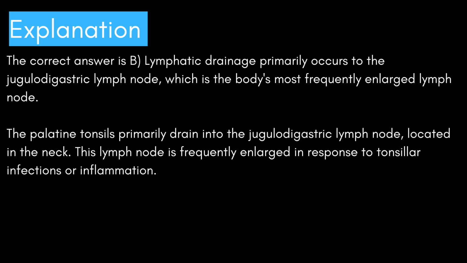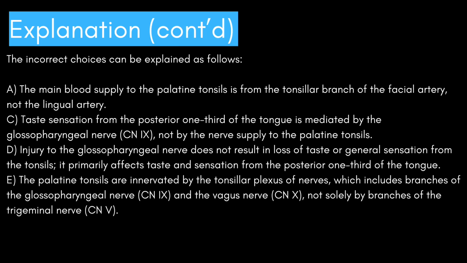All right, let's go ahead and see why the other answer choices are incorrect. The incorrect choices can be explained as follows. A, the main blood supply to the palatine tonsils is from the tonsillar branch of the facial artery, not the lingual artery. C, taste sensation from the posterior one-third of the tongue is mediated by the glossopharyngeal nerve, cranial nerve 9, not by the nerve supply to the palatine tonsils.